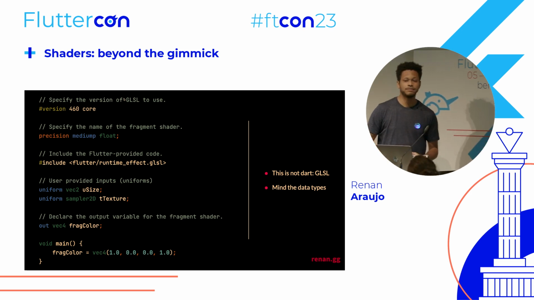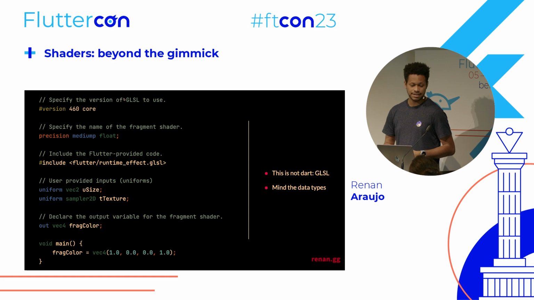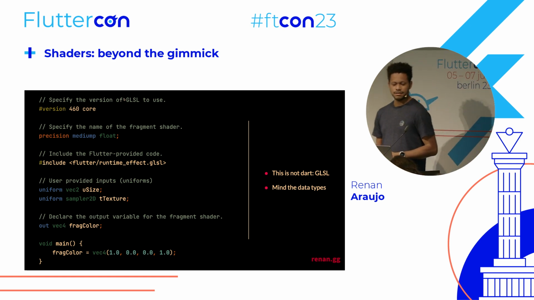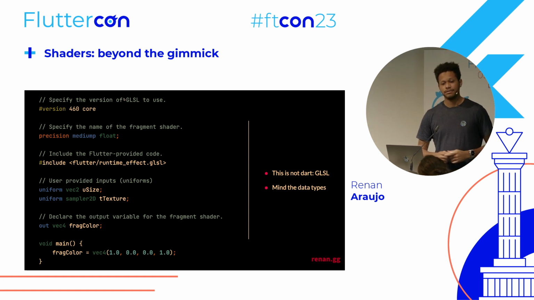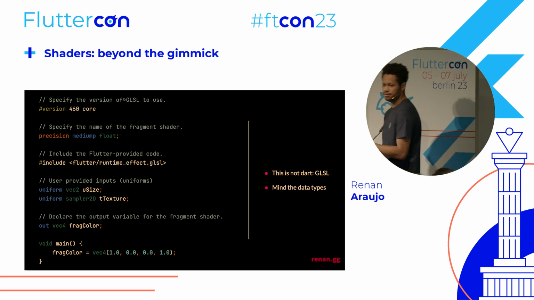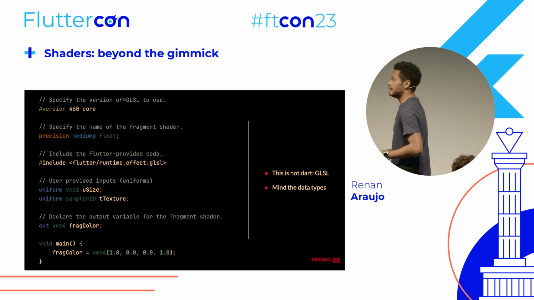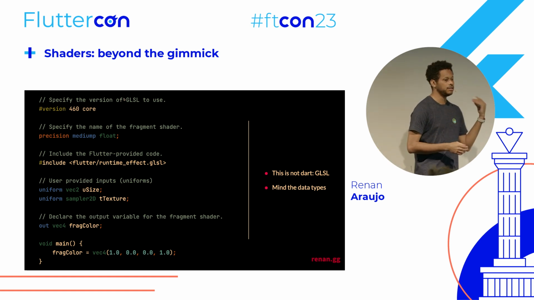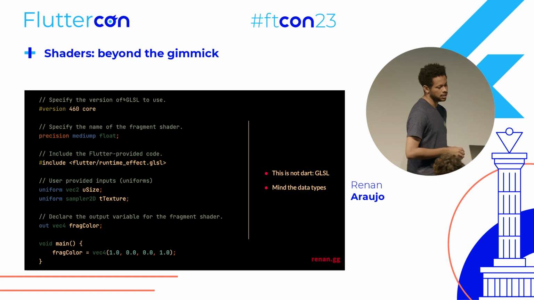After that, we will have the uniforms. So here we have an example of two uniforms. One is a vec2, so it's basically a vector of two floats, and then the texture, a sampler2D. And after that, we have an out variable. So this will be the output of that shader. Whatever value that variable has at the end of the execution of the shader will be the output of this file.